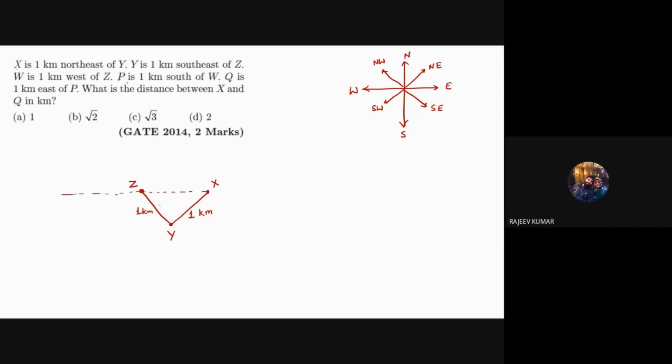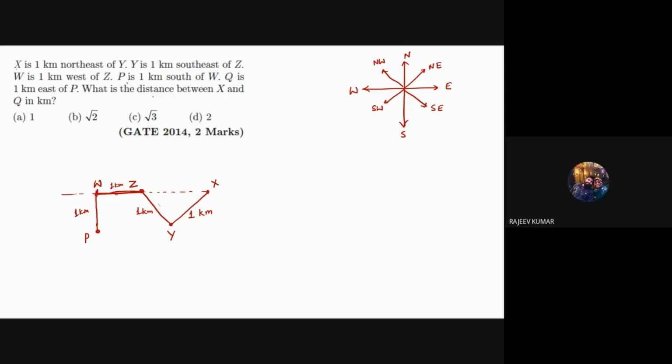Now P is, okay, before this there is one more sentence given: W is 1 kilometer west of Z. So in the west direction of Z, west means on this side, if you go 1 kilometer in this direction, you will get W. Right now, P is 1 kilometer south of W. So P is 1 kilometer in this southern direction, downward. If we go down 1 kilometer from W, here you will get P. This is also 1 kilometer. This is also 1 kilometer.